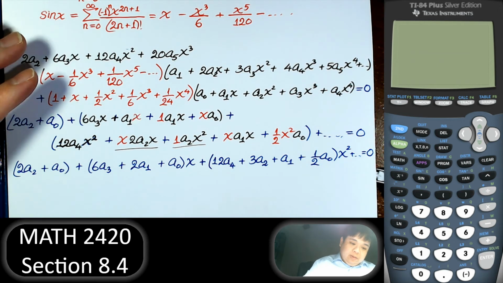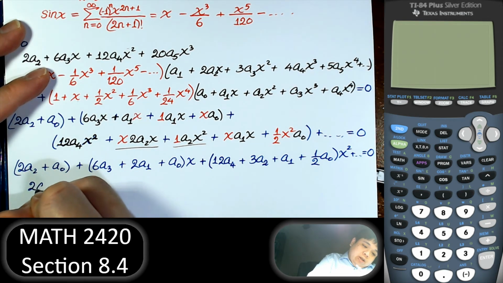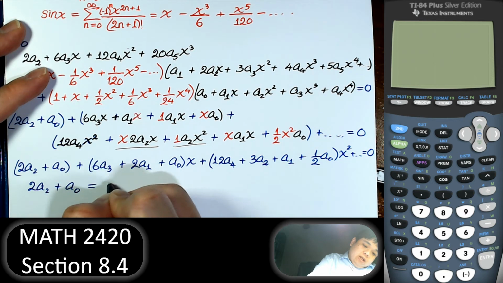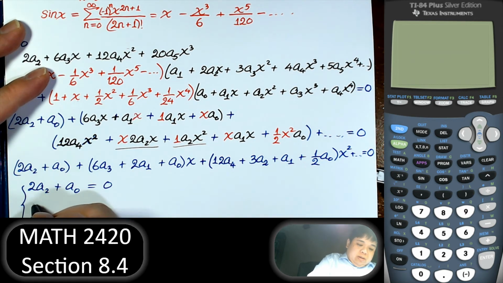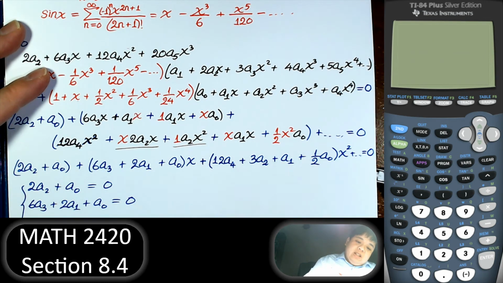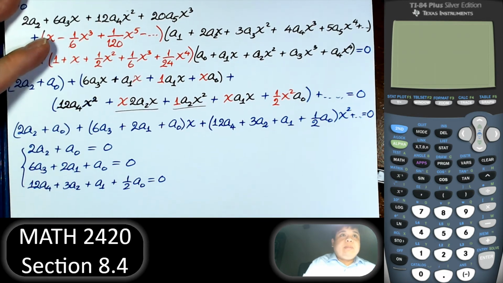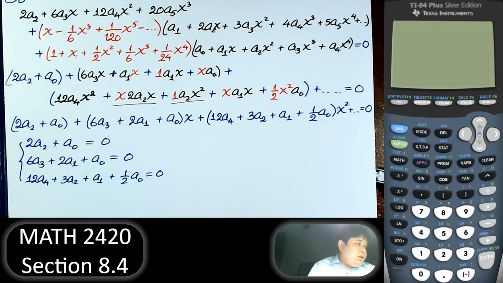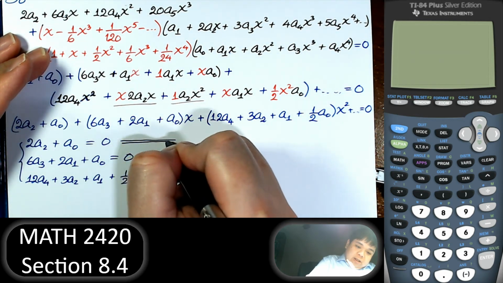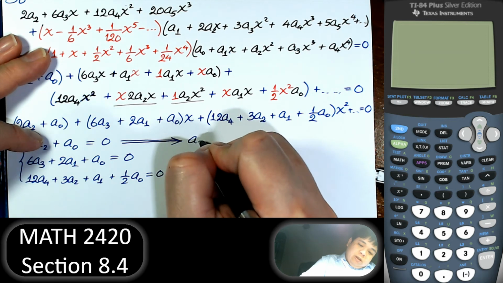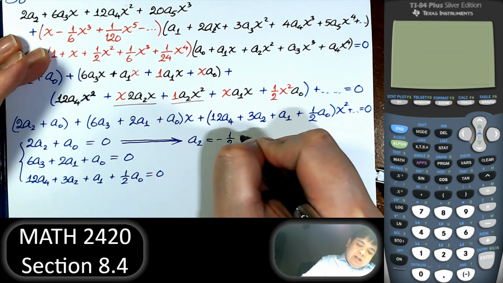Right? So we have 2a2 plus a0 equal to 0. And then we have 6a3 plus 2a1 plus a0 equal to 0. And then we have 12a4 plus 3a2 plus a1 plus 1/2 a0 equal to 0. Right, all the coefficients have to be equal to 0. Now this is easy. a2 is negative 1/2 a0.